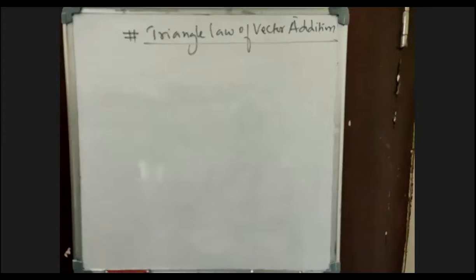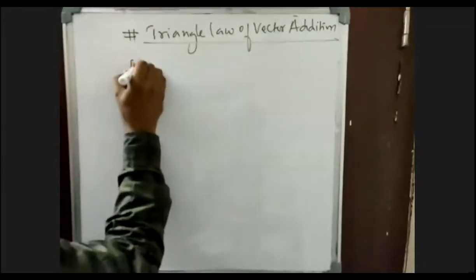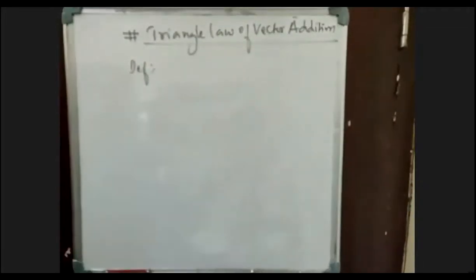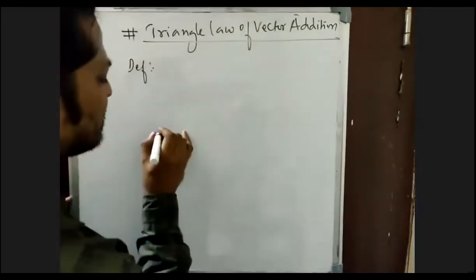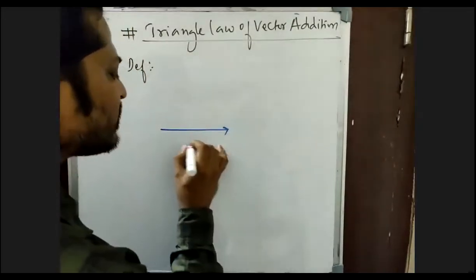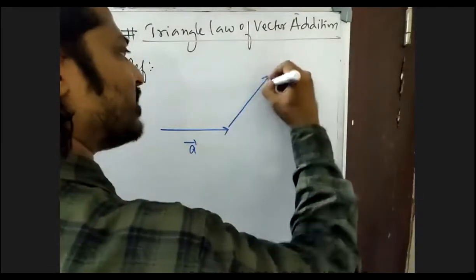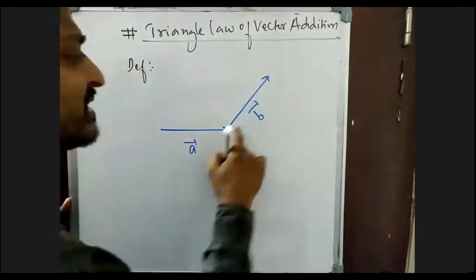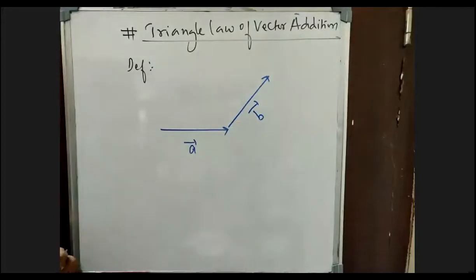The definition says that whenever two vectors are added in such a manner, I'm giving you the triangle law definition here. First try to understand, then I'll give you the definition. Say we have two vectors: this is the vector A bar and this is the vector B bar. Which method, beta? Head to tail method.